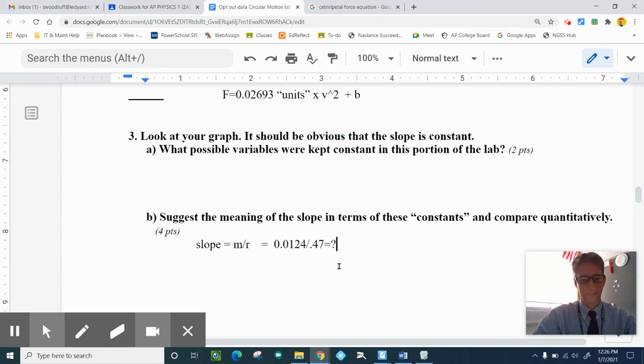Check it out. And you're going to have your own numbers to play with. You might actually get the units from up here. What are the units for the mass? What are the units for the radius? Those are your units right here.